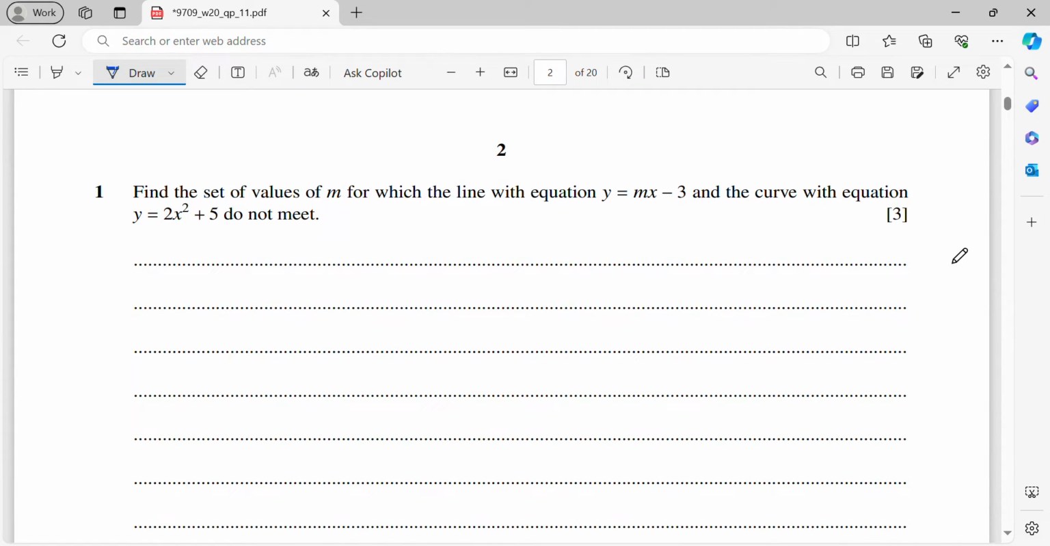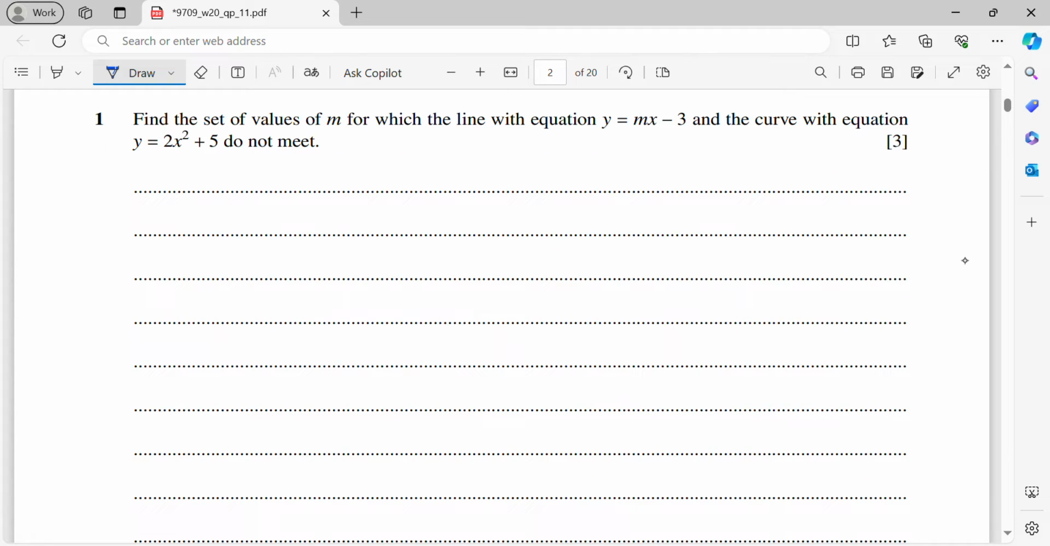For question number 1, find the sets of values of m for which the line with equation y equals mx minus 3 and the curve with equation y equals 2x squared plus 5 do not meet. When they do not meet, it means that there is no intersection point. But even though there is no intersection point, we still need to solve the simultaneous equation first. Then later on, we let the discriminant be less than 0 so that there is no solution.